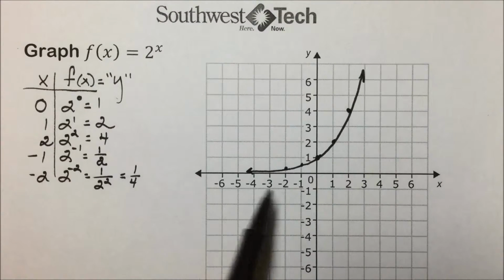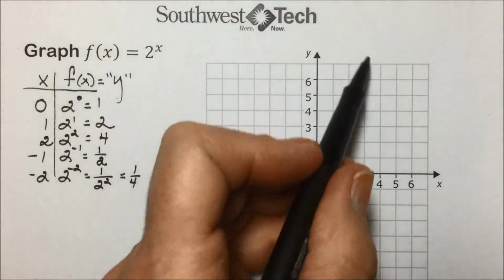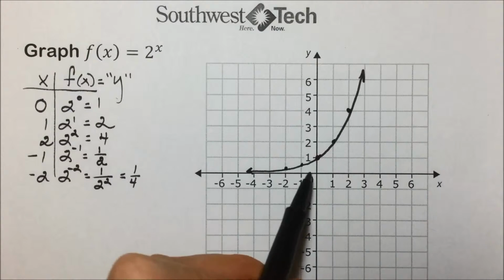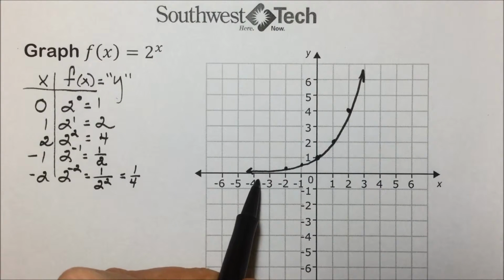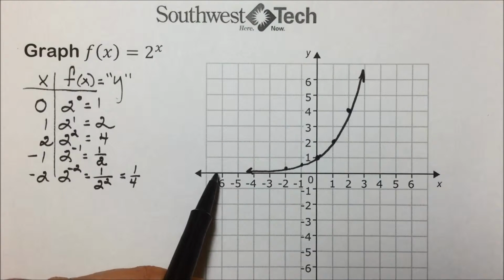Note that as x increases, the function values increase without bound. That means they're just going to continue right on out towards positive infinity. And as the x value decreases, the function value decreases, getting closer and closer to 0.